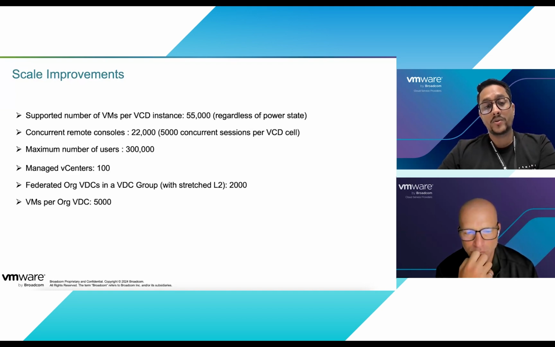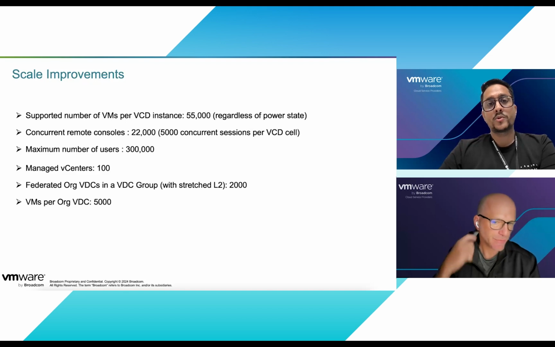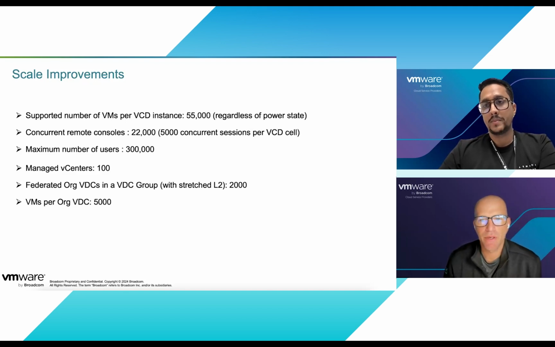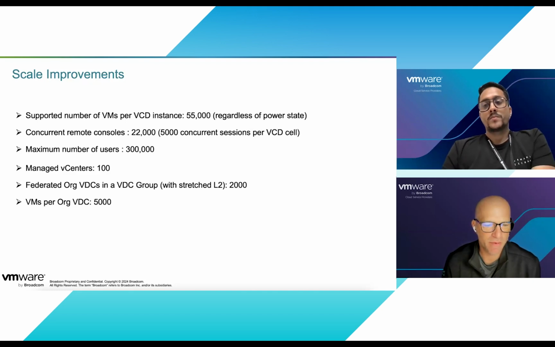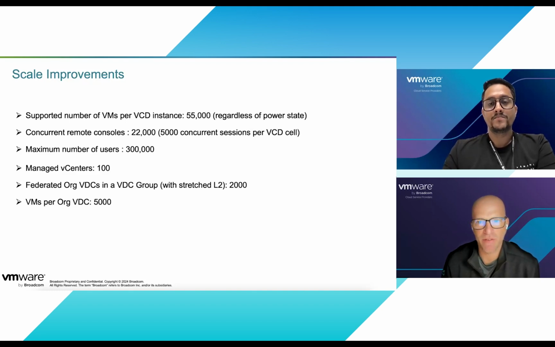We can have 5,000 VMs per org VDC. So these are like massive numbers. And why we have done this scale improvement is, of course, to support 3-tier management where you have multiple layers, and we had to scale up on the config maximum. Also, I think the maximum managed vCenters is really important, where cloud providers are providing a managed VCF private cloud.